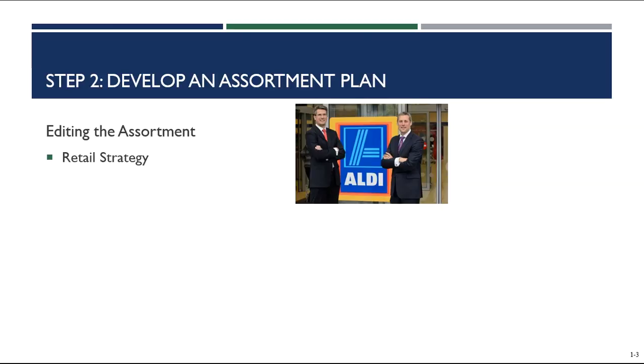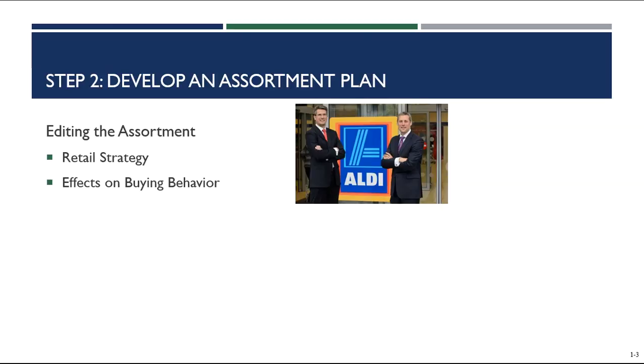Consider a candy store and an office supply store. An office supply store might have very few candy bar SKUs because it is not one of their main merchandise categories. A candy store, however, is going to have a lot of candy bar SKUs because it is one of their main product categories. So retail strategy is something we have to consider when we edit our assortment.